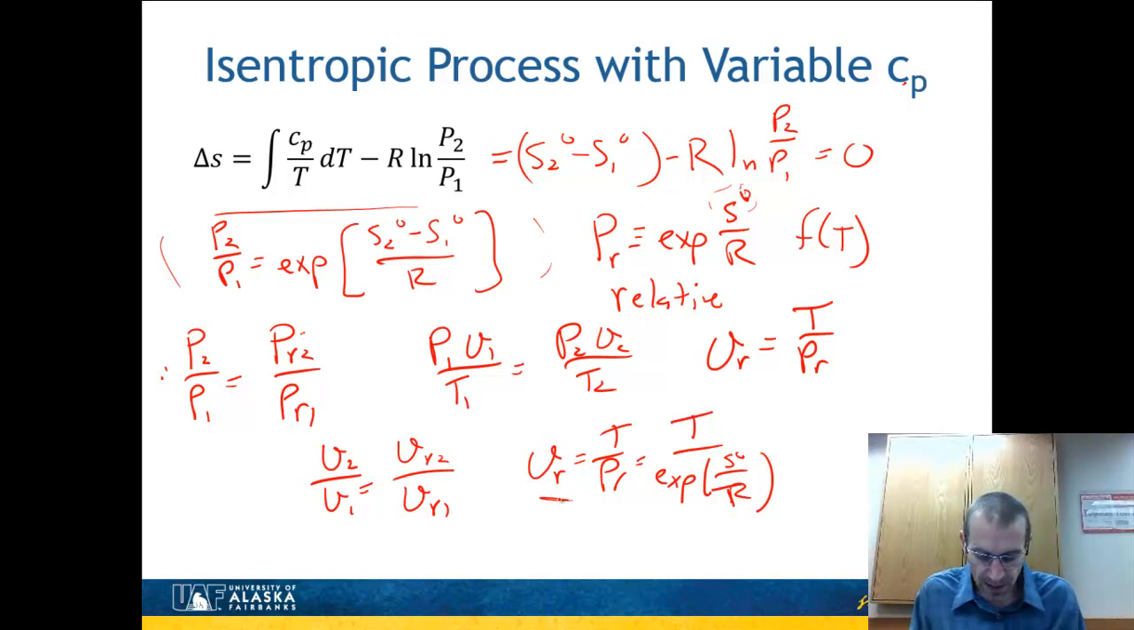So again, I could tabulate these relative volume values by going to table A17, taking my S0 value, dividing by R, taking the exponential, and 1 over that times the T gives this value. Now what I have is something that relates my volumes to my temperature, again by accounting for changes in the heat capacity value.